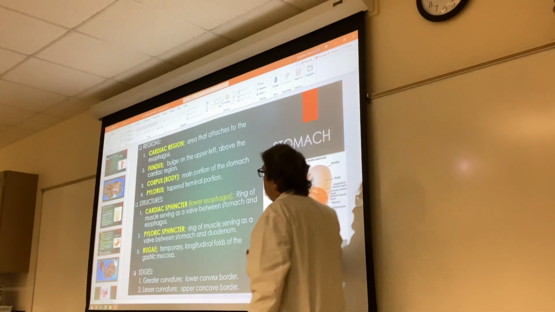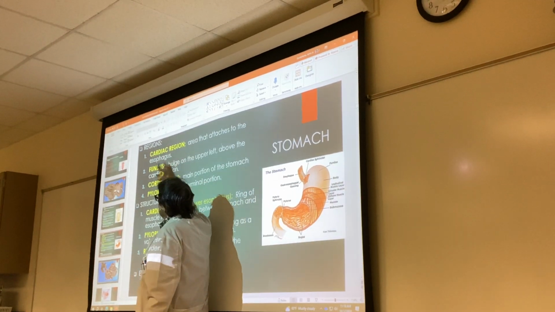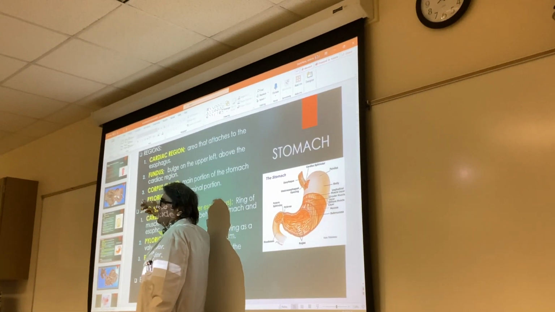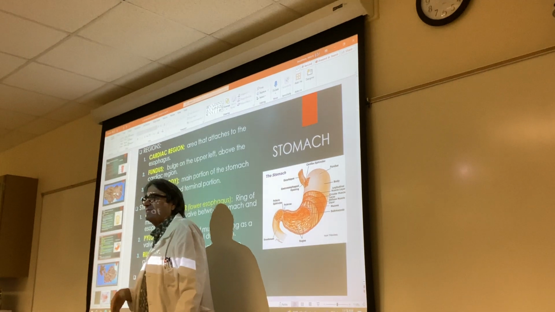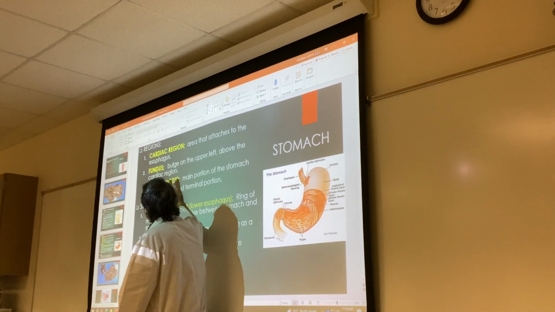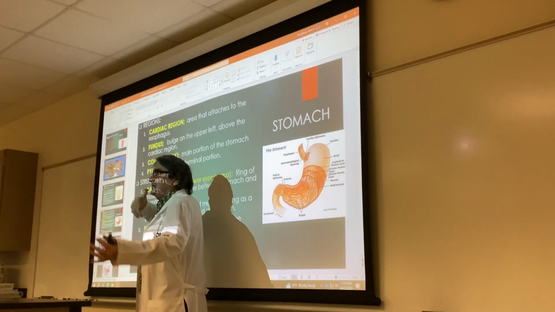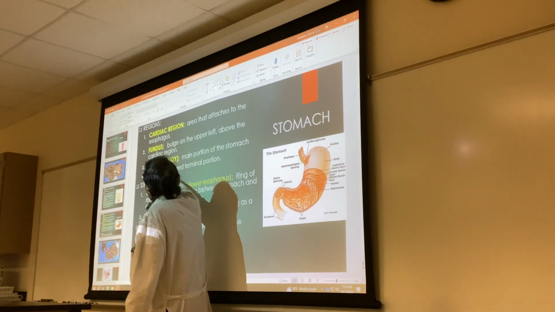So you need to know the regions. What are the regions? The cardiac region, the fundus, the corpus is the body, the pylorus. I don't do corpus, by the way. The other professors might. It gets kind of complicated. Do you want the fundus here or the corpus? So I don't even, that's too complicated.